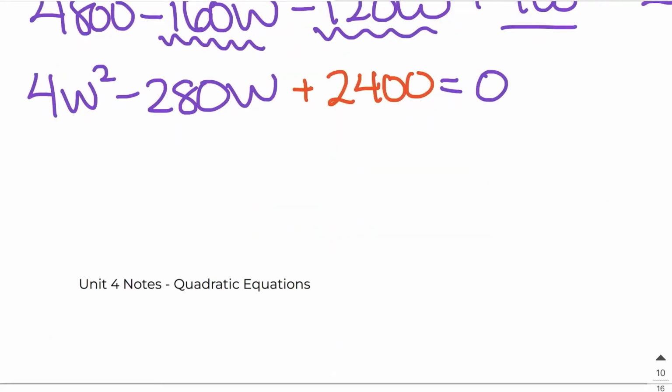Okay, now I'm going to try to figure out how I want to solve this. So I can either factor it, complete the square, or use the quadratic formula. I prefer to factor if possible. So I'm going to look and see. First question is, is there a GCF? And there is. There's a 4 in common.